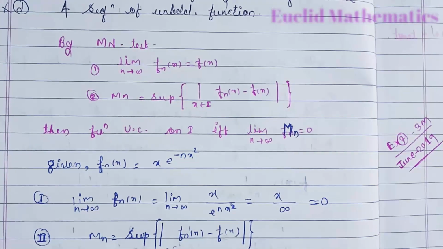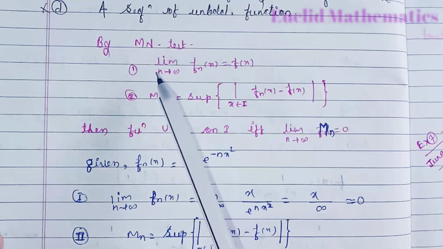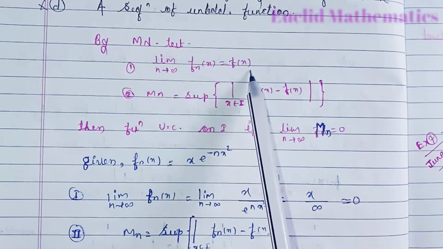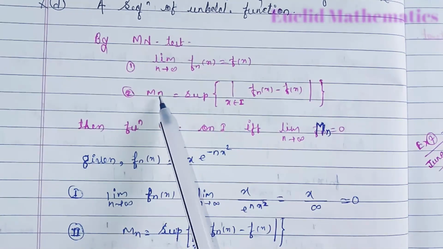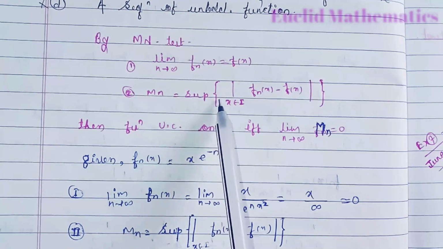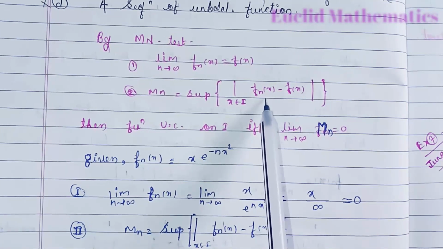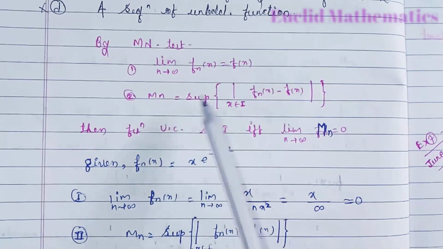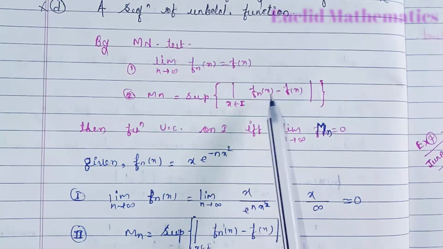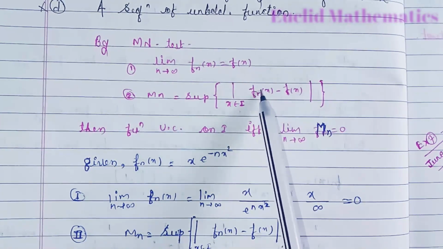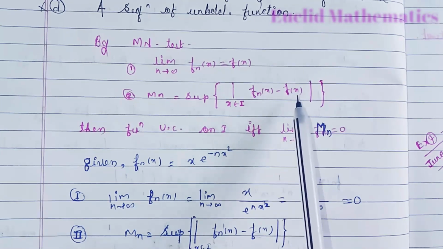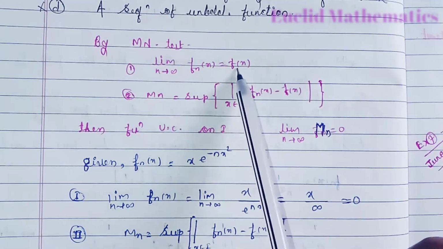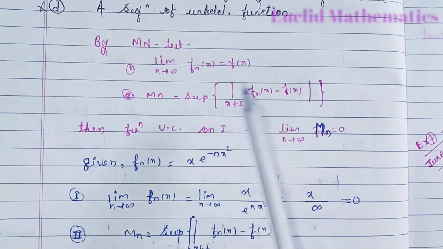By the Yeoman test, we know that the first condition is: limit n tends to infinity, if we apply it to f_n(x), we get f(x). And the second condition for the Yeoman test says that for finding the value of Yeoman, we have to apply the supremum to the given f_n(x) and f(x). This is the definition of uniform convergence of a sequence. So for finding Yeoman, we have to find the values of f_n(x) and f(x). f_n(x), the sequence of functions, is already given in our example, and f(x) is obtained by applying limit n tends to infinity to f_n(x). So now let's find the values of f_n(x) and f(x) and substitute them in Yeoman.